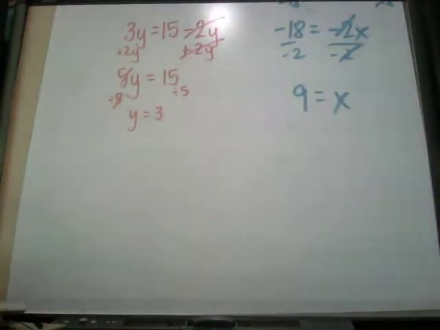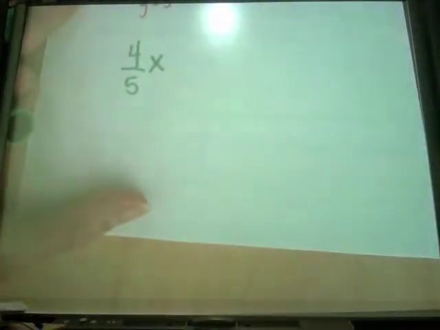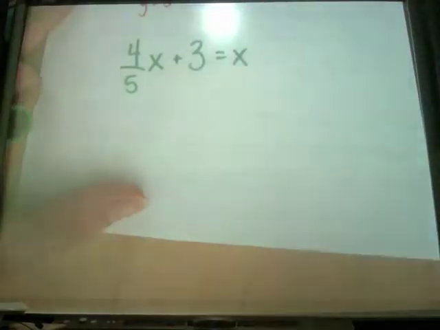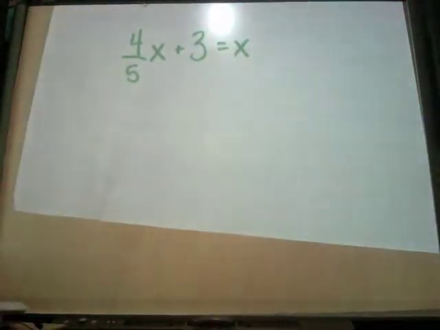Okay, I think we're ready to make it a little harder. It's not really much different, except, of course, making a fraction. Putting a fraction in there makes everybody freak out a little. 4/5 x plus 3 equals x. Uh-oh, I got x's on both sides, and one of them has a fraction.